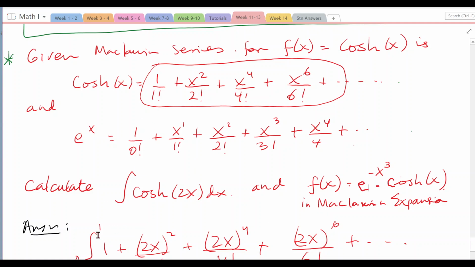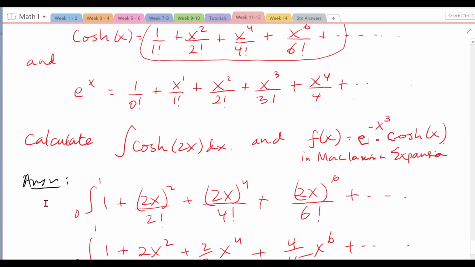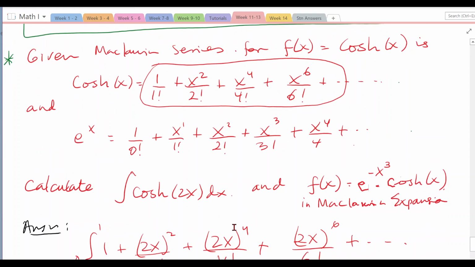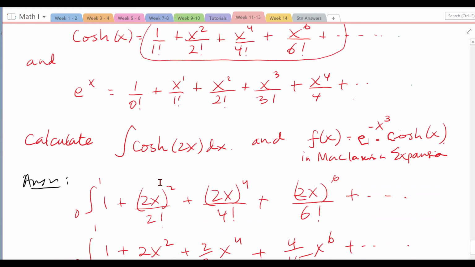So according to here, the first term, integral from 0 to 1, the question was actually 0 to 1, so I forgot to write that here. Integral of, so we start substituting cosh: 1, and then all the x here replaced with 2x, so 2x squared, there it is, 2x squared divided by 2 factorial, and then the next term, x to the power of 4, is substituted to become 2x to the power of 4 divided by 4 factorial, and then the next term is x to the 6, replace x with 2x to the power of 6 divided by 6 factorial.